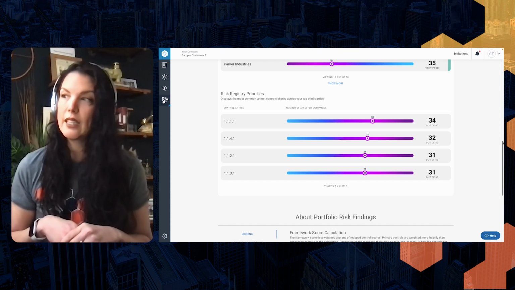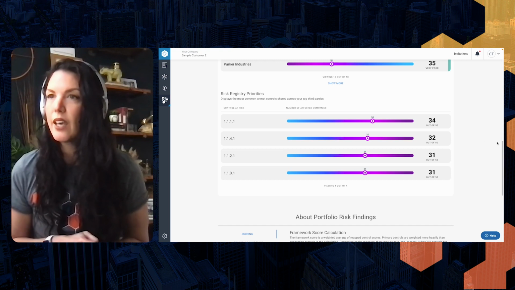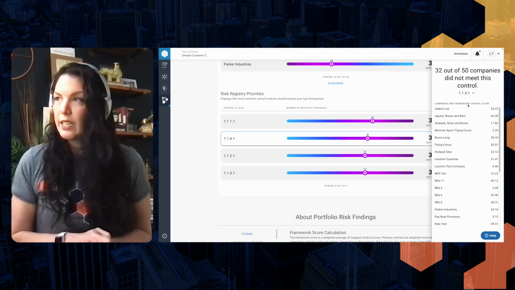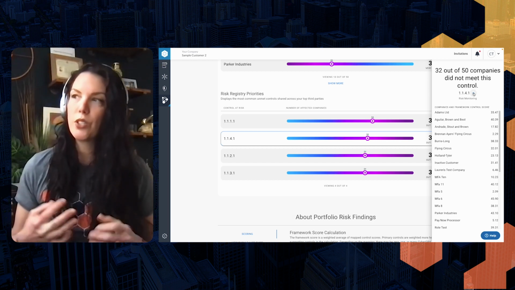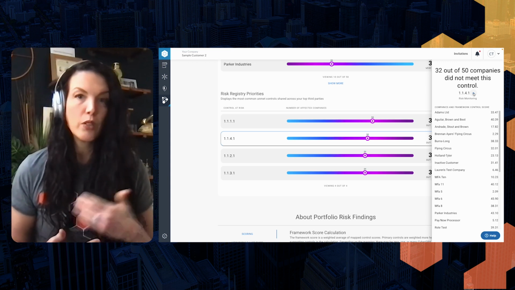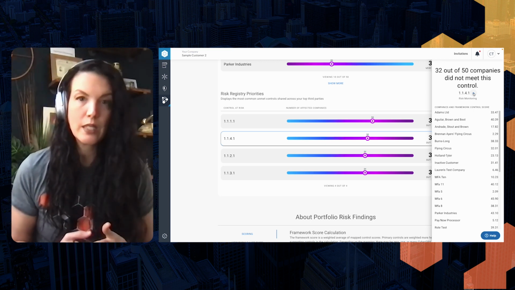Here we see control 1141, so if we click into that, if you click on that caret next to 1141, you'll see that 30 out of your 50 riskiest third parties do not have control coverage around risk monitoring. It's unlikely that you're going to be able to follow up with each of those 30 third parties, ask them to mitigate this control gap, and have them respond to that request in a timely manner.